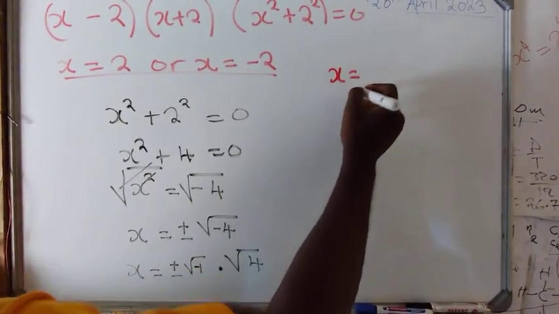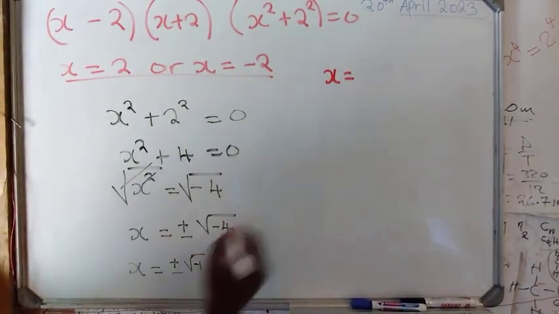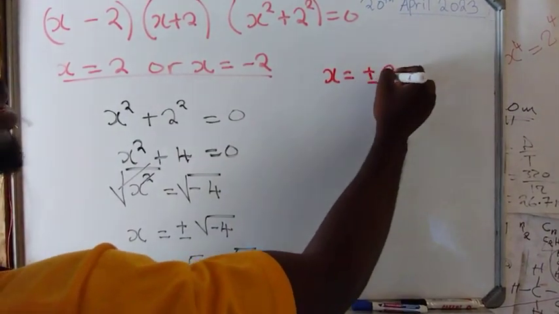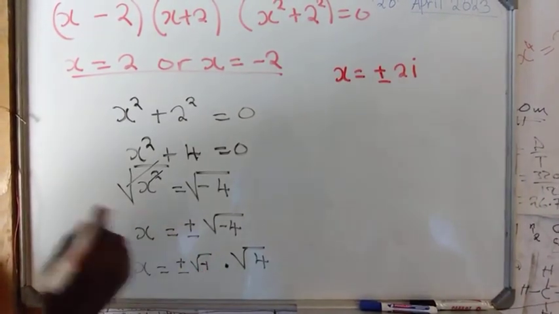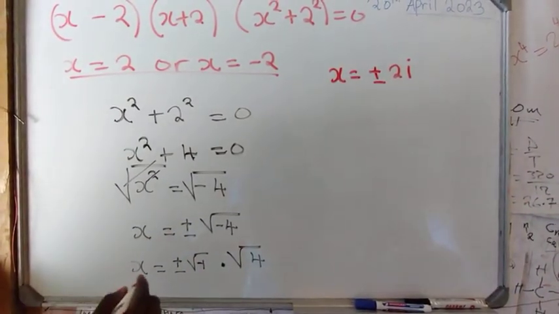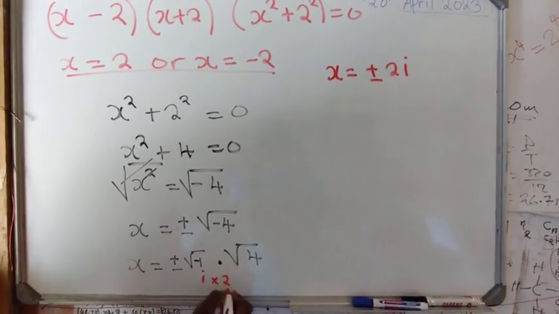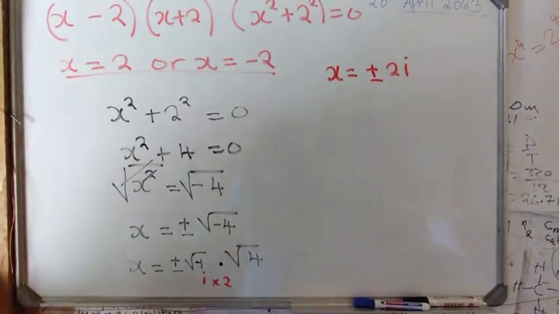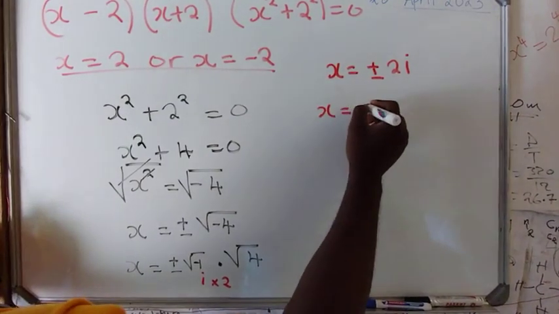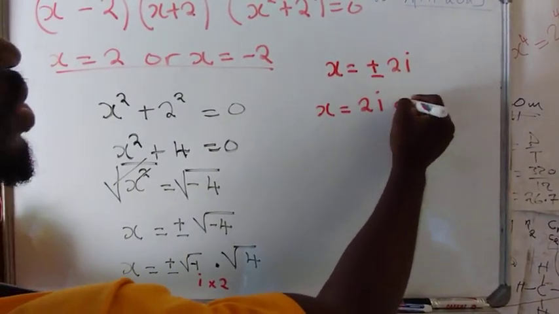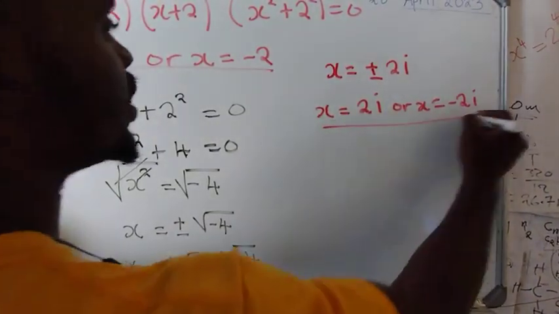x is equal to, now for this one, what is the square root of 4? The square root of 4 is 2. So we are going to have plus or minus 2i, because I've said this square root of a negative 1, when you go back to the principle of complex numbers, it's what? i. So here we remain with i, which will be multiplied by what? The square root of 4, which is 2. So i times 2. This is where the 2i is coming from. Okay, so from here, we are going to have x is equal to positive 2i, or x is equal to negative 2i. So these are the solutions.